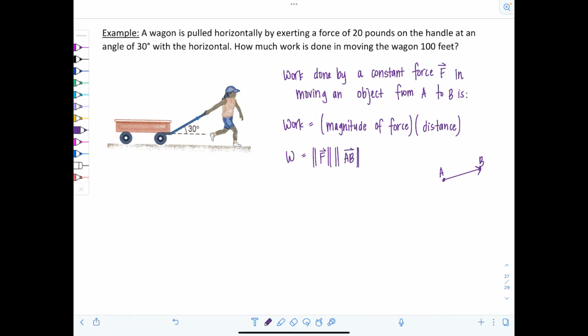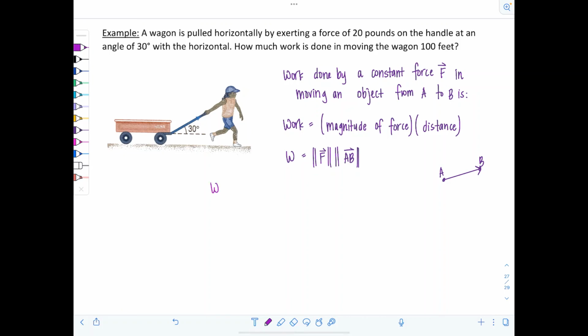Now, in this definition, it's assumed that the force F is applied along the line of motion, in the direction of motion. However, notice here that the direction of motion would be forward, parallel to the ground. But the force is not being applied in that direction. It's being applied at a 30-degree angle with the ground. So what do we do? If the constant force F is not along the line of motion, but instead is at an angle theta to the direction of motion, then the work is defined as follows.